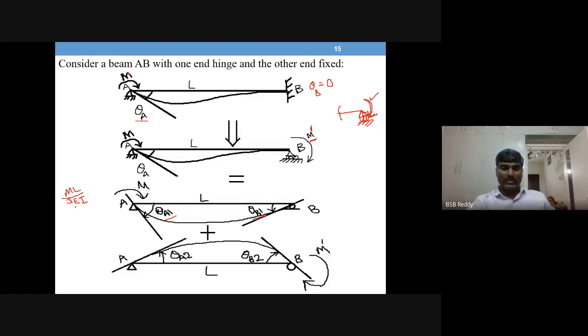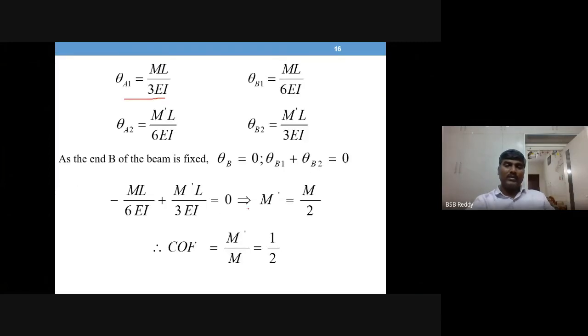The same we are using now, because moment distribution is nothing new. We are only introducing the distribution procedure, that's all. So ML by 3EI at this end, and ML by 6EI at this end. So theta A1 value and theta B1 value, you see, ML by 6EI.